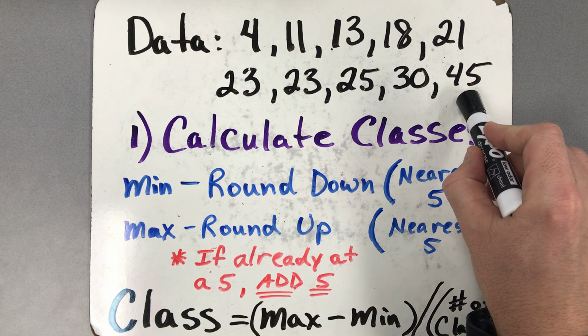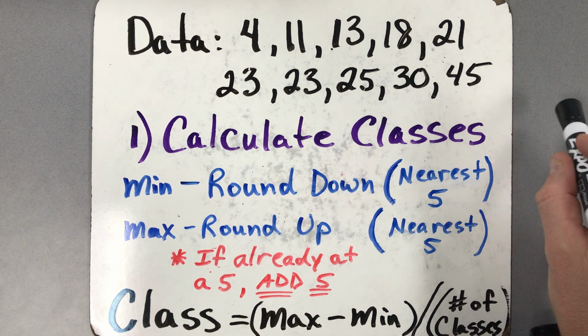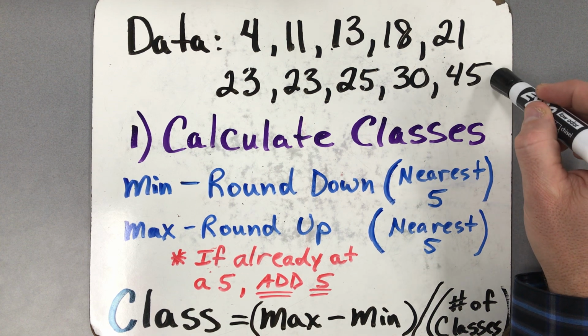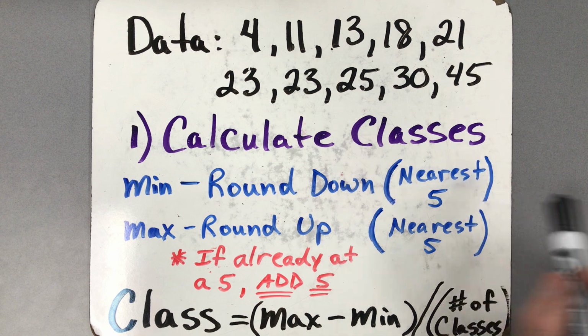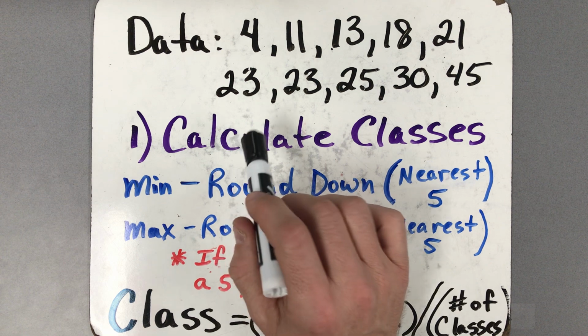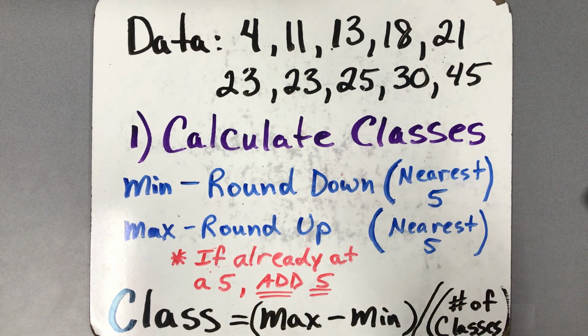Now, if the number is already at the 5s, you have to add 5 more, or else it won't fit in all of our classes. So we'll add 5 to this and think about 50. So from 0 to 50 is what we're thinking for our minimum and our maximum values. And then if I take 50 minus 0, I get 50. And let's say if I wanted to have 5 classes, you'd take 50 divided by 5, and then you'd have 10. So your intervals would count by 10s. You'd have 0, 10, 20, 30, and so on for each of your different marks along the x-axis.